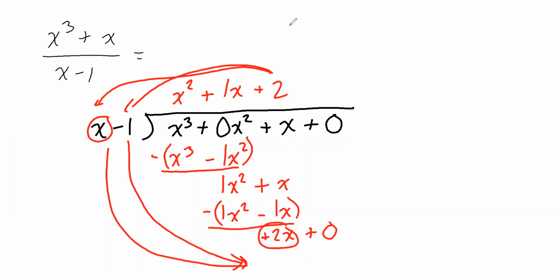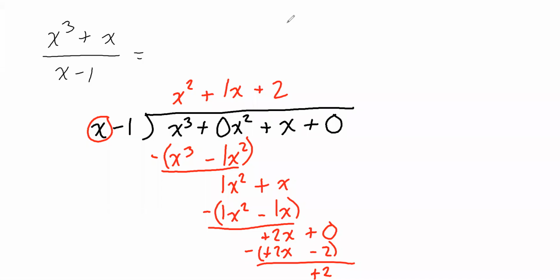Positive 2 times x is positive 2x. Those match. We expected that. We designed that to happen. Positive 2 times -1 is -2. Now if we subtract that result, 2x minus 2x is 0, and 0 minus -2 is positive 2. All right, let's clean this up a little.